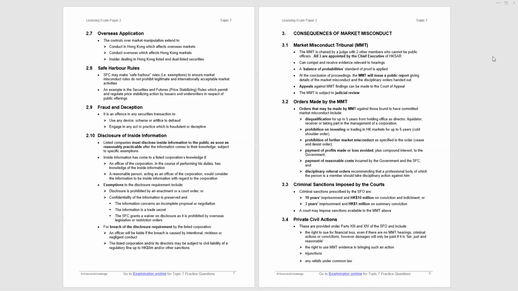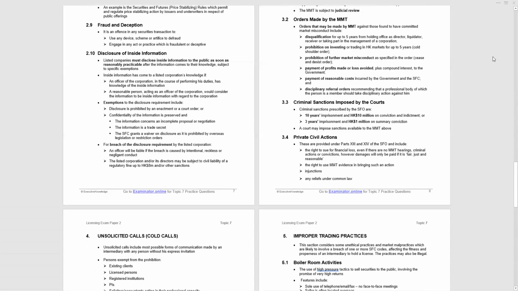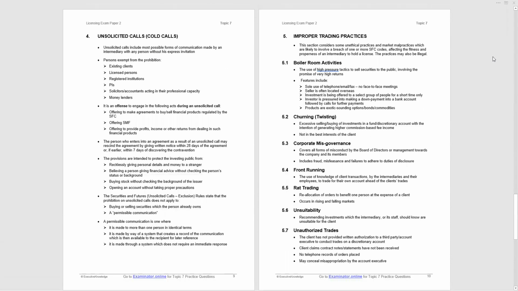So on top of either civil action or criminal action from the SFC, you could also have a private civil action in addition, and the notes are there for you. Now, I said there's a very good chance for a question covering unsolicited calls. This is cold calling. It is an offence to cold call where you're trying to sell something, and that is covered by the third main bullet point.